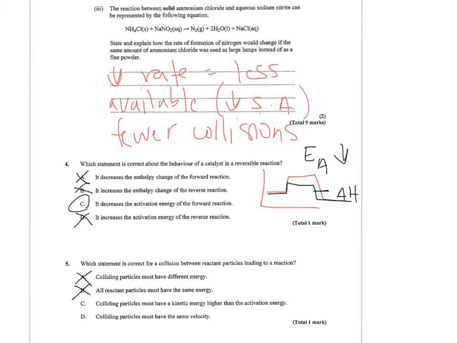Colliding particles must have a kinetic energy higher than the activation energy. That's true. Colliding particles must have the same velocity. No, that's not required either. So only C is a true statement for reactant particles colliding to form a product.